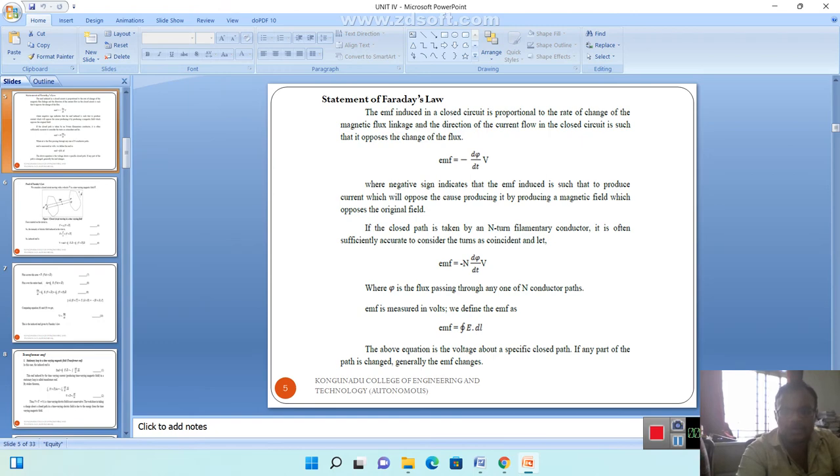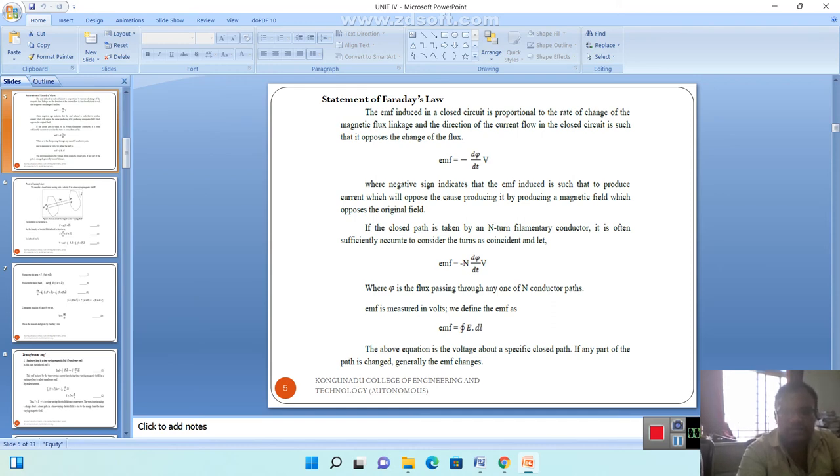The second one: if the closed path is taken by an N-turn filamentary conductor, it is often sufficiently accurate to consider the turns as coincident, and then EMF is equal to minus N dΦ divided by dt. Why minus N? As I already told, the circuit opposes the change, so we put minus N, where N is the number of turns in the filamentary conductor, and Φ is the flux passing through any one conductor path. EMF is measured in volts.